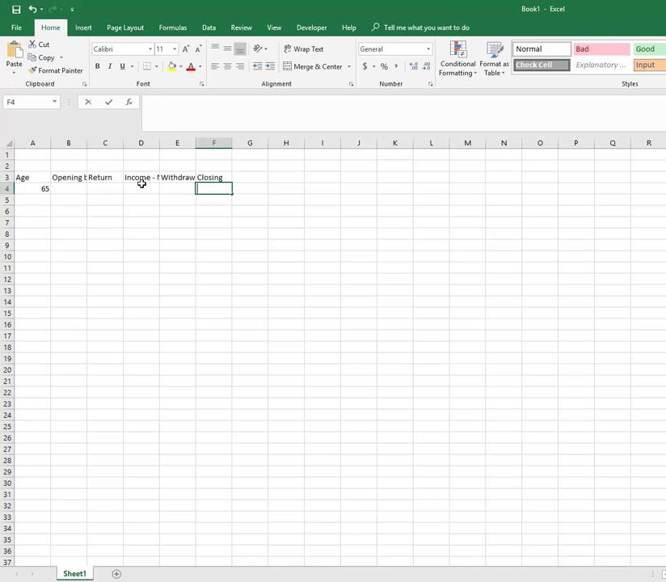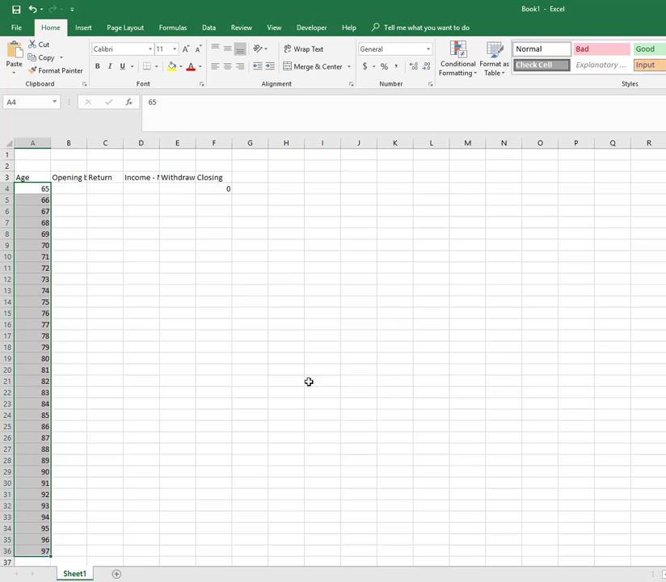And the closing balance at the end of a given year will be the opening balance, plus the returns generated, plus any other income sources, minus any withdrawals. So we get 866 there. We'll drag that down. I'm doing this explicitly in Excel and creating it from scratch so that you can do it yourself if you're that way inclined.